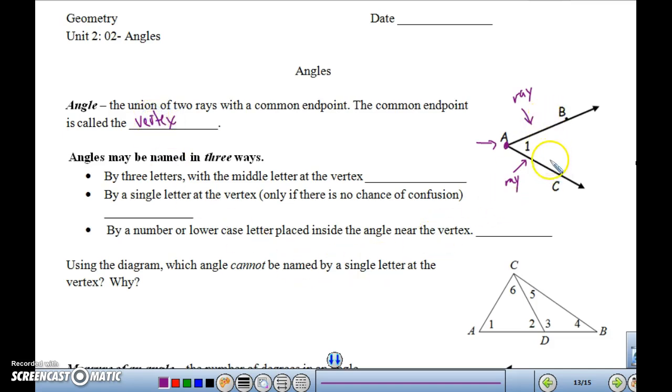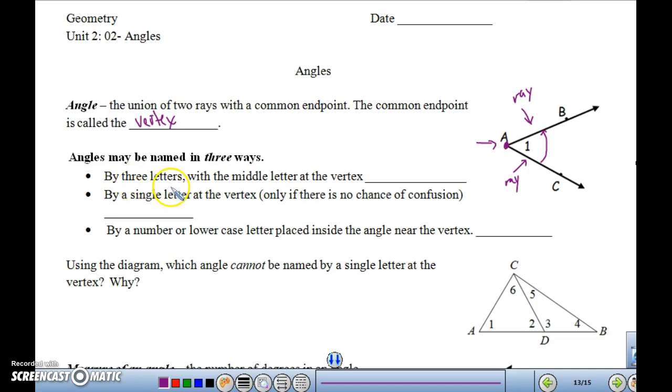So you can see the angle is made by the two rays with a common endpoint, and what you're looking at is how much this angle opens. That is what the angle is. Now, how do we name an angle? The angles are named basically by three ways. There's three. The most common one is the first one.